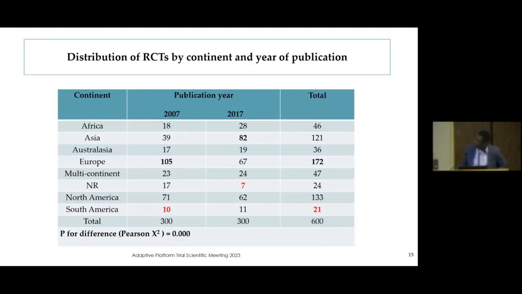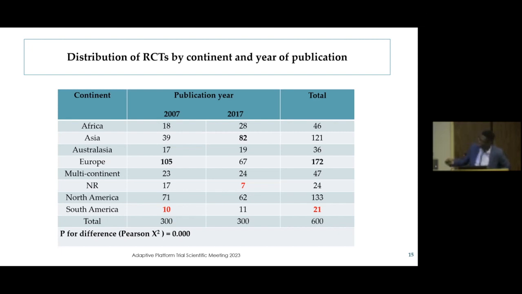Then we went further to see, because we sampled 2 years, 2007 and 2017, we wanted to see over that 10-year period, what does it look like? So what we did was we did both. We approached it using the frequentist approach. We also used the Bayesian approach. We use both approaches to do the analysis, so that we see what the literature is saying.